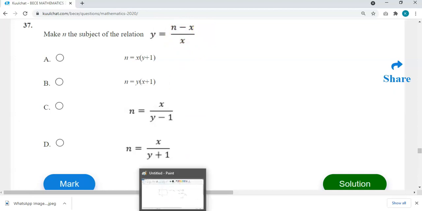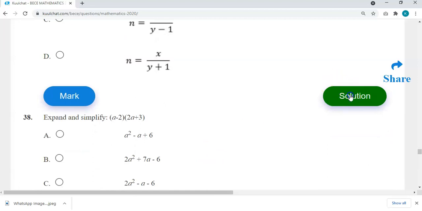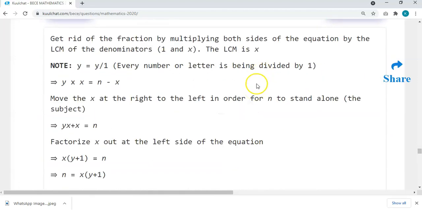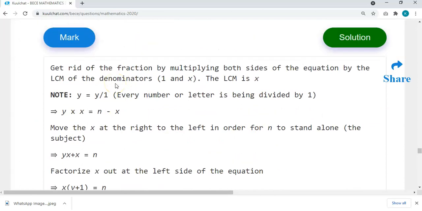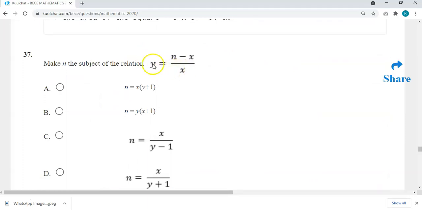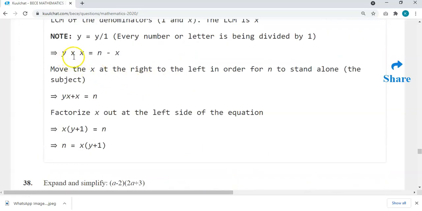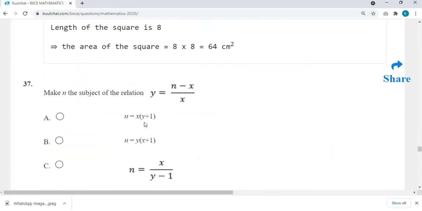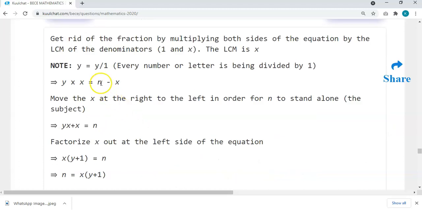So here it's multiplied by the x, so when it's multiplied by the x, this x goes away. So we get y times x is equal to n minus x. Okay, so you have y times x is equal to n minus x. Now we have to make n the subject. We are interested in n, so this x has to go. It's negative over here, so if it crosses there, it's going to be positive.